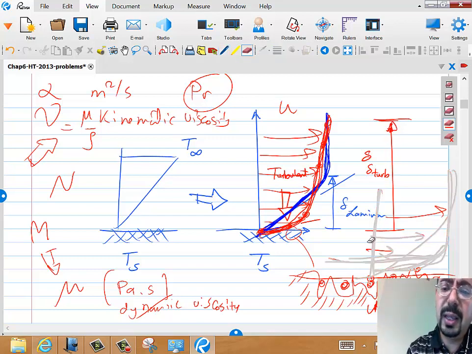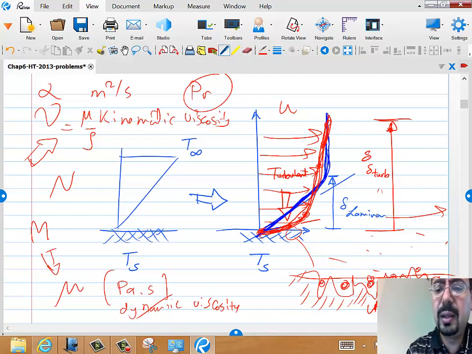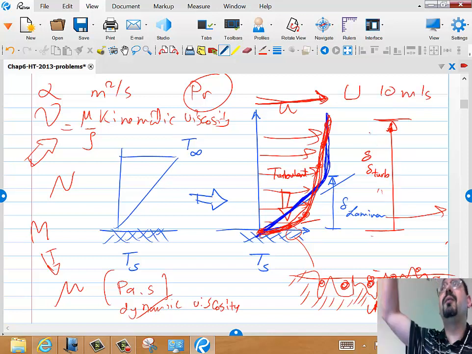So the boundary layer thickness is basically the distance it takes from the surface to reach the free stream velocity, or say capital U. So the velocity, say here, is 10 meters per second. That's the velocity away from the wall. So it takes the fluid a certain height before it reaches that 10 meters per second, right?